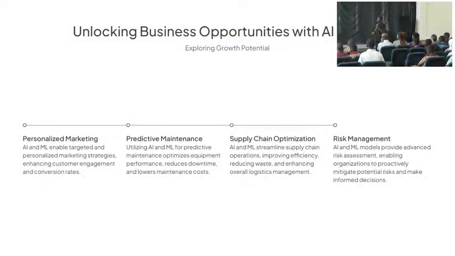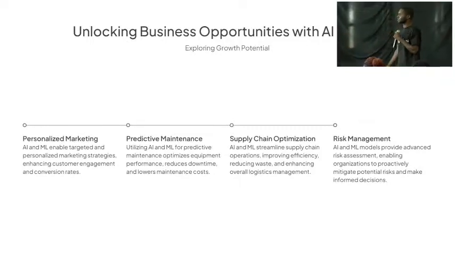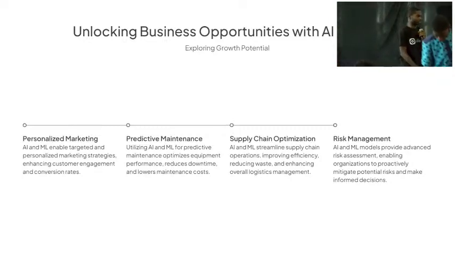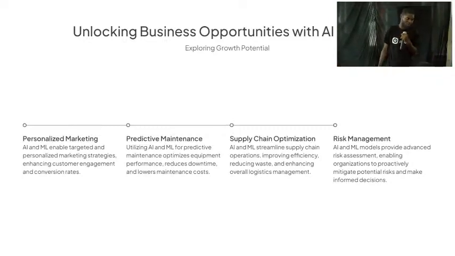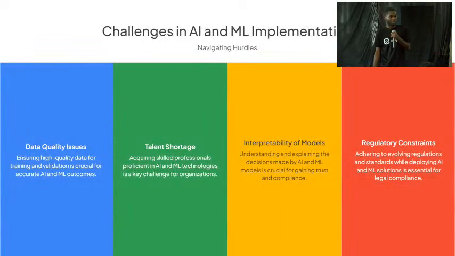Okay, so unlocking business opportunities with AI, this is just boring stuff, honestly. So personalized marketing, predictive maintenance, supply chain optimization, risk management. So what you can unlock with AI. Okay, if you have a powerful assistant with you, that powerful assistant can solve all your assignments and you get 100% every day.